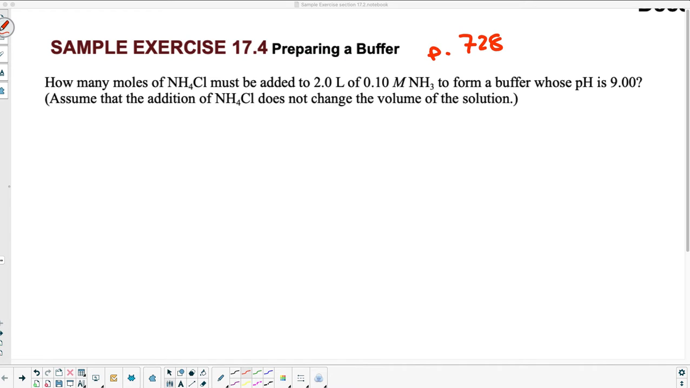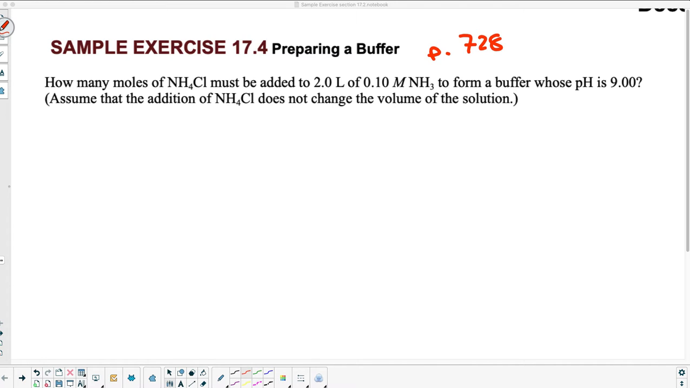It's page 278. It's at the top, called Sample Exercise 17.4, Preparing a Buffer. So how many moles of NH4Cl must be added to 2 liters of 0.1 moles of NH3 to form a buffer whose pH is 9? Okay, there's a lot of information there.